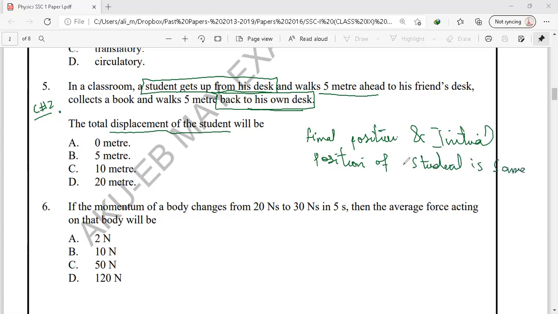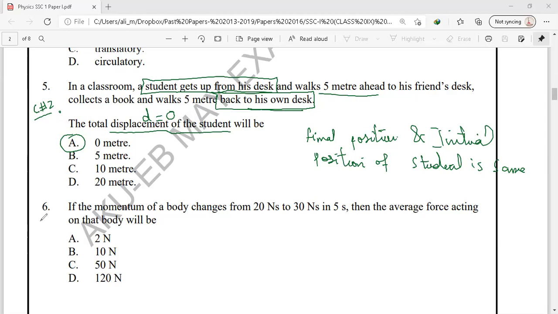So whenever the initial and final positions are the same, the displacement of the body is always zero, because the displacement is defined as the shortest distance between 2 points. So if 2 points coincide with each other, if 2 points lie on one another, then the displacement in that case is zero. So the correct option we have is option A.